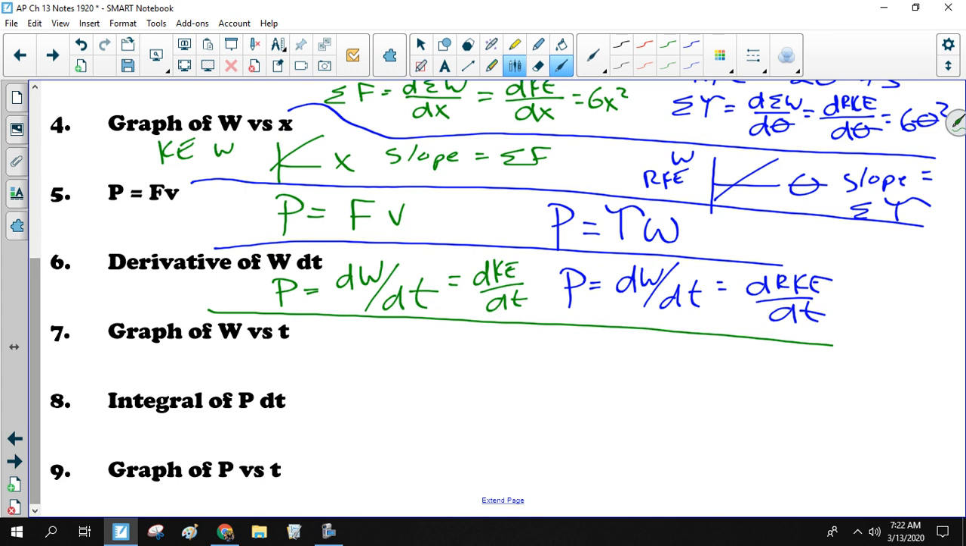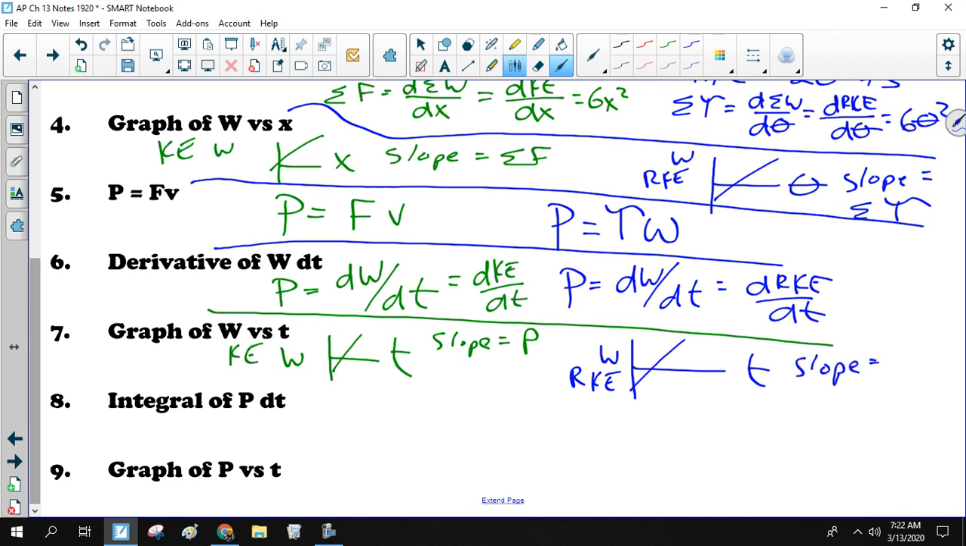Let's see. A graph of work versus time, right? So maybe I'll give you an equation that's work or kinetic energy versus time. The slope is your power. Okay, over here for angular, exact same thing. You're going to have work or rotational kinetic energy versus time. Once again, your slope is your power, right? Because the power is the rate at which work is done with respect to time. All right.